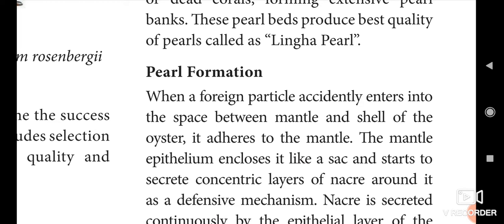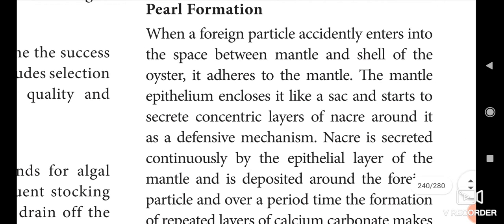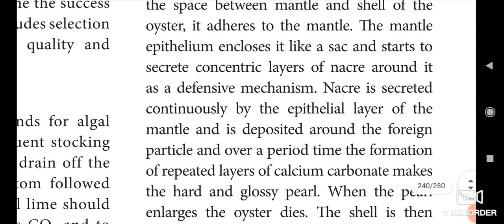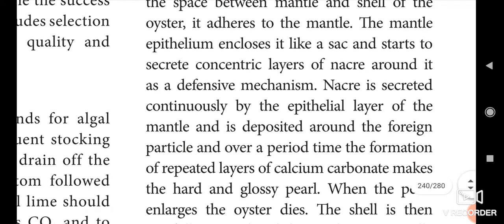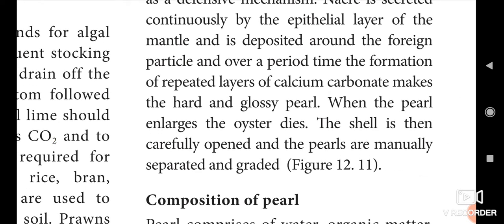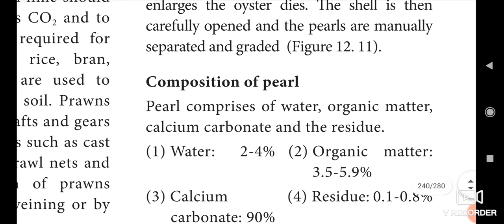So here the mantle epithelium encloses it like a sac and stores concentric layers of nacre around it as a defensive mechanism. The nacre is secreted continuously by the epithelial layer of the mantle and is deposited around the foreign particle, and over a period of time the formation of repeated calcium carbonate makes the hard and glossy pearl. When the pearl enlarges, the oyster dies. The shell is then carefully opened and the pearls are manually separated and graded.